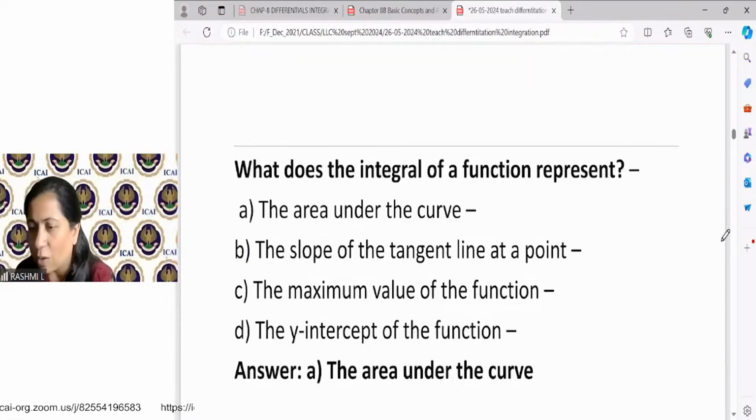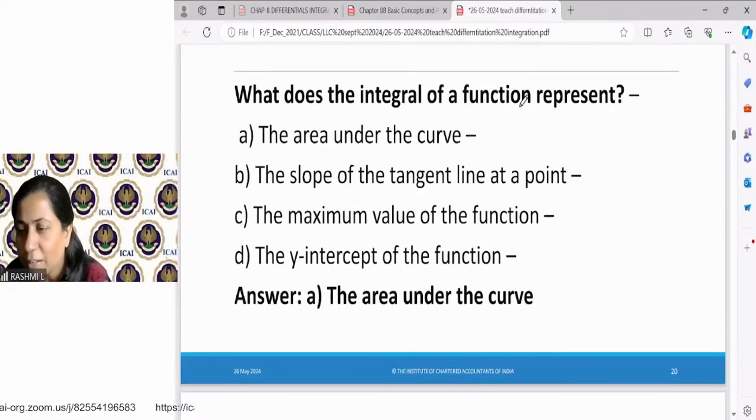Similarly, what will integration give you? The integration of the function will give you the area under the curve.